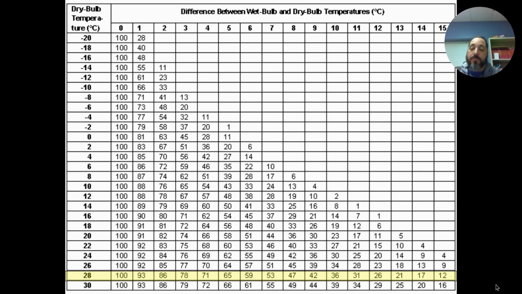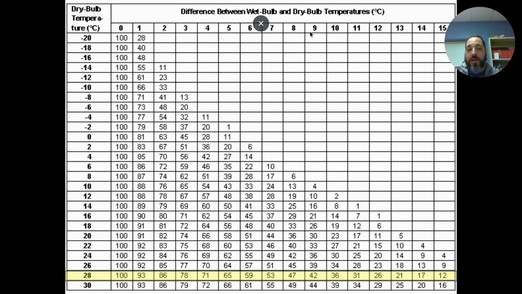The next thing I need to do is find my wet bulb temperature, but I'm not going to be using just my wet bulb temperature up here. My wet bulb temperature is going to be 20 degrees. There is no 20 up here. So it's not exactly just our wet bulb temperature that we're using. We need to find the difference between our wet bulb and dry bulb temperatures. So that's a subtraction problem. I'm going to take 28 minus 20, which was our wet bulb, and I'm going to get my difference as 8.